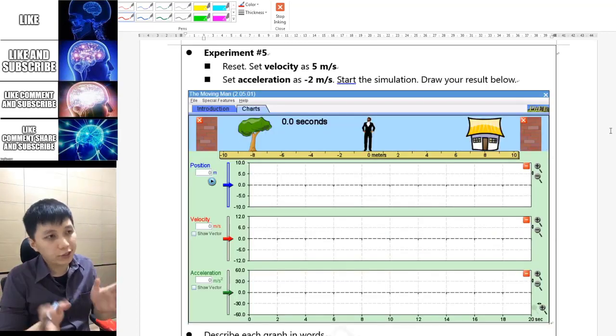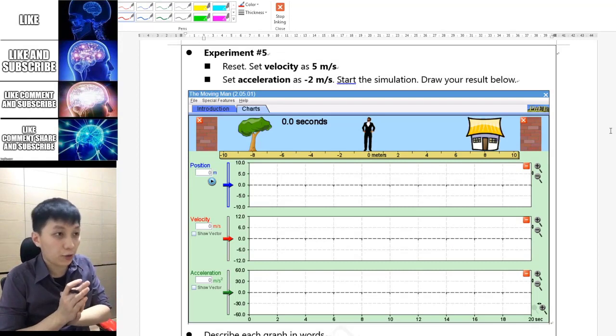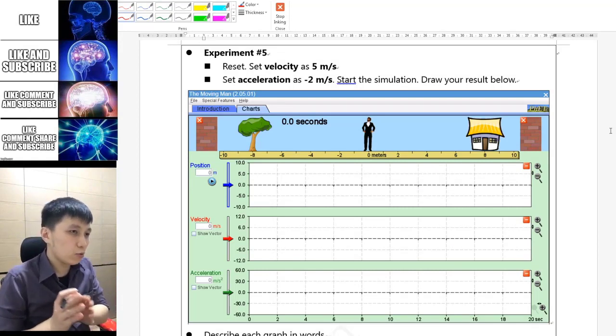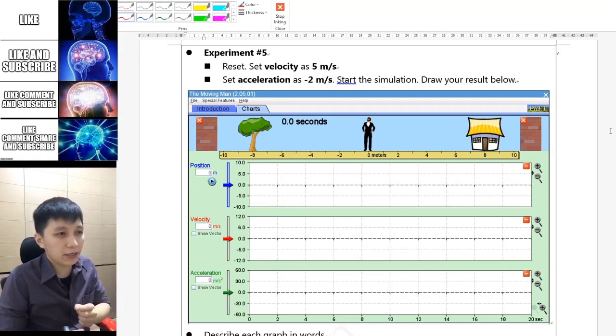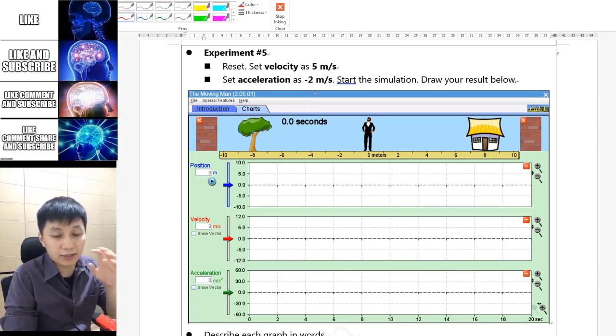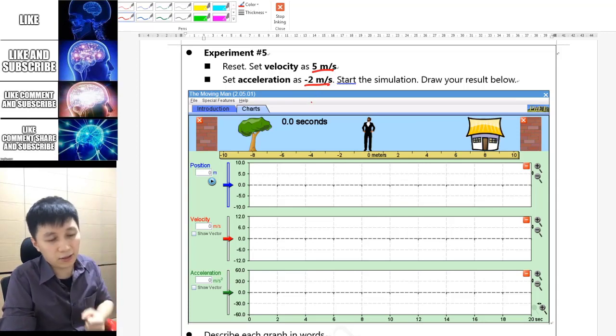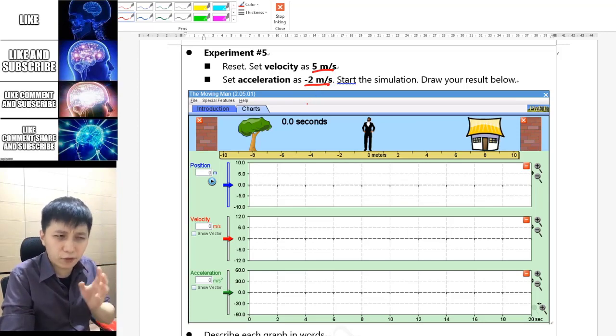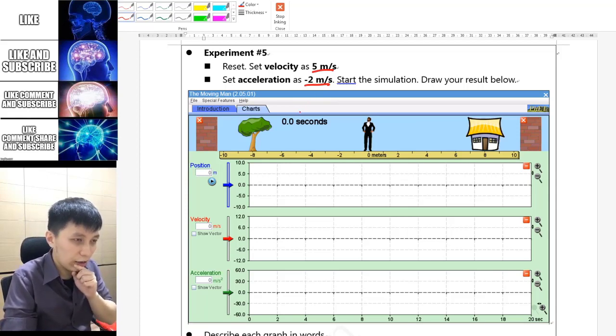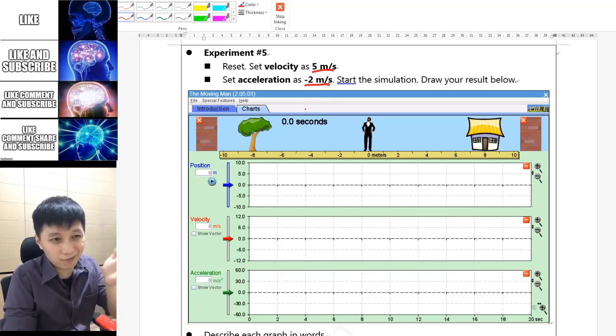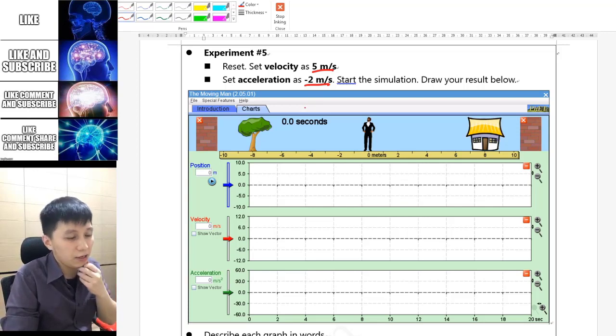Alright, finally we reach our final experiment, trial number 5. And you can see this one is slightly more complicated because you don't set only velocity and acceleration separately. You set both at the same time. So we have to set velocity as 5, acceleration to be -2, and hit the simulation button. And before that, I would like to do a prediction, shall we? If you somehow haven't done that, I'd prefer if you can make a prediction.